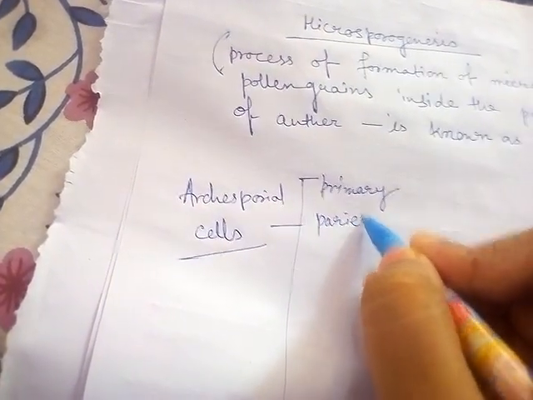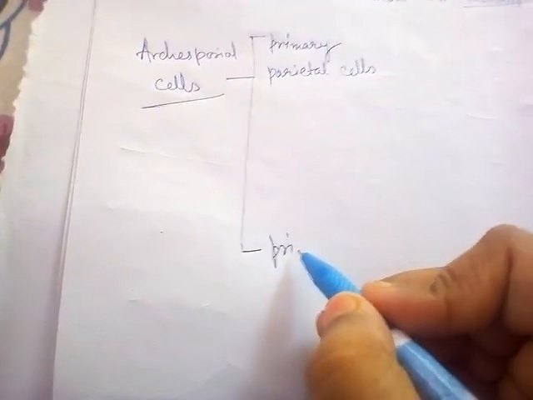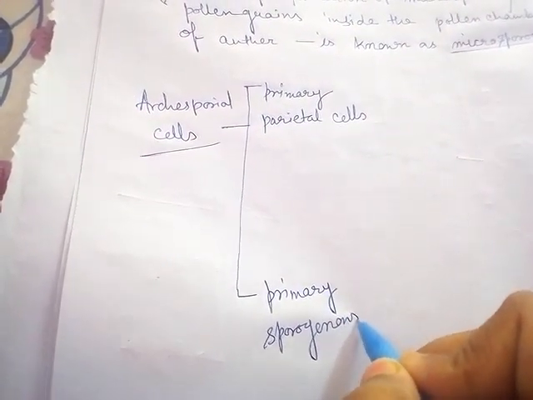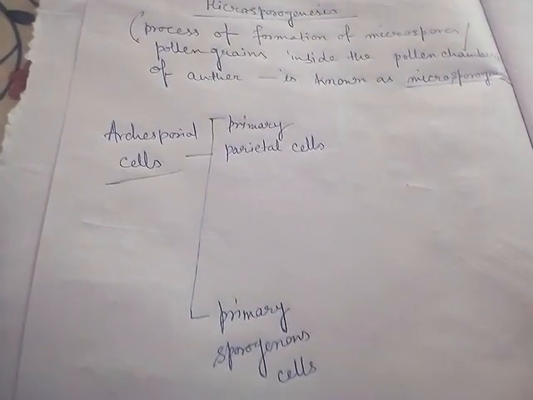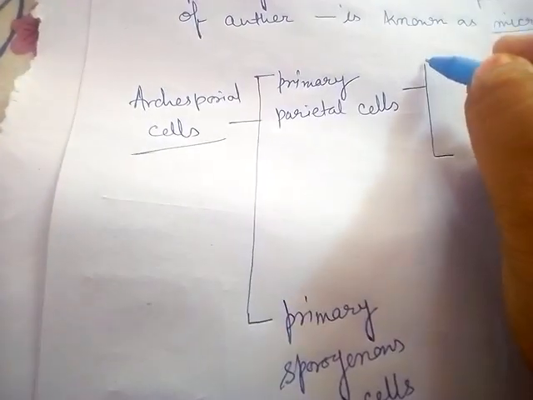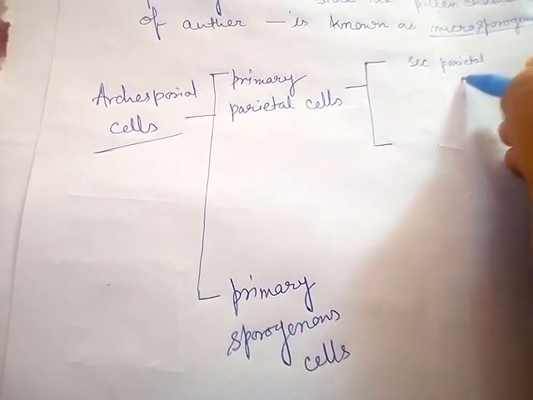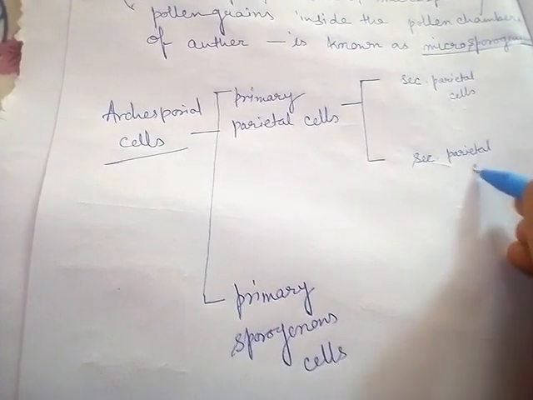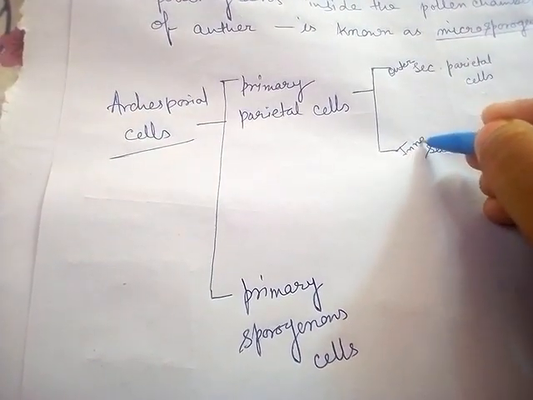Primary parietal cells and primary sporogenous cells. And primary parietal cells give rise to the secondary parietal cells. Secondary parietal cells are of 2 types: outer secondary parietal cells and inner secondary parietal cells.